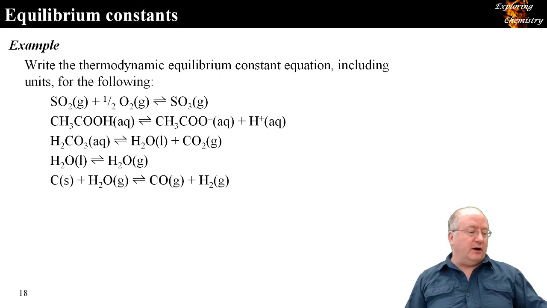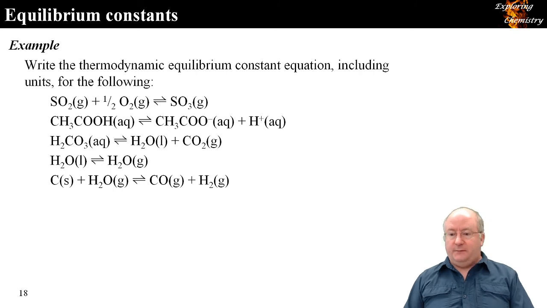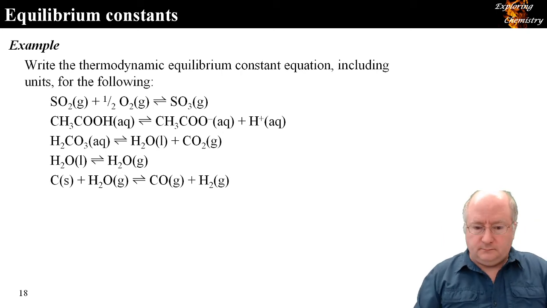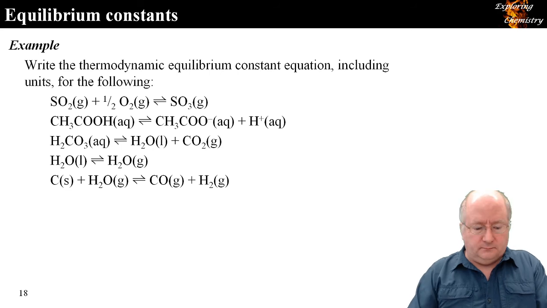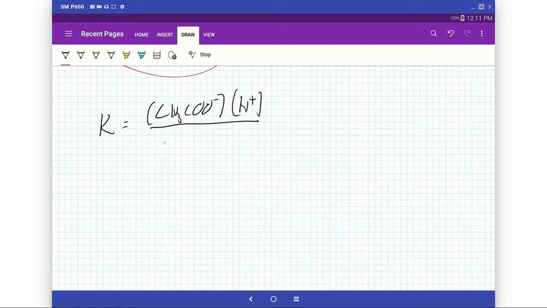Does anyone want to share their response? What do they get for the equilibrium constant for reaction 2, please? Someone? So I got the concentration of CH3COO negative times the concentration of hydrogen ion over the concentration of CH3COOH equals K. Excellent. And because everything is a solute, it is Kc. Good.